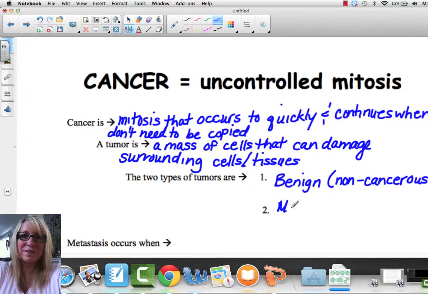And then we have malignant. And here the cells are cancerous. So that's not good. Metastasis is when cancer cells spread to other parts of the body.